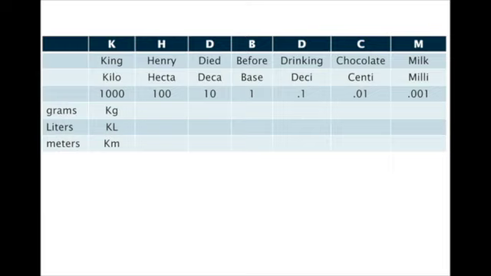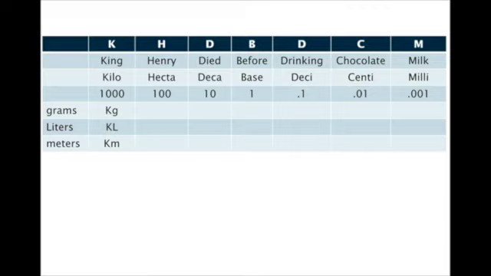All right, so here's this chart and a little fun saying to help remember the prefixes. So, of course, you have K, which is kilo, H, hecto, D, deca, B, base, D, deci, C, centi, M, milli. A phrase to remember this is King Henry died before drinking chocolate milk. I know that is a very tragic story. But King Henry died before drinking chocolate milk.